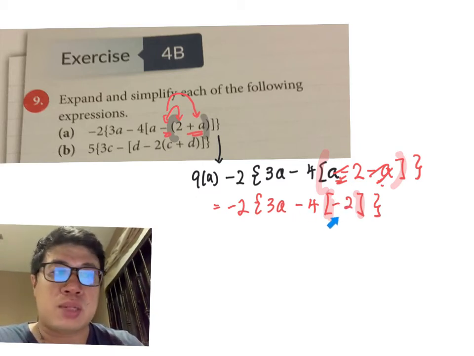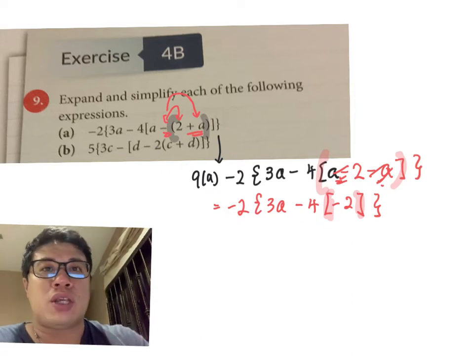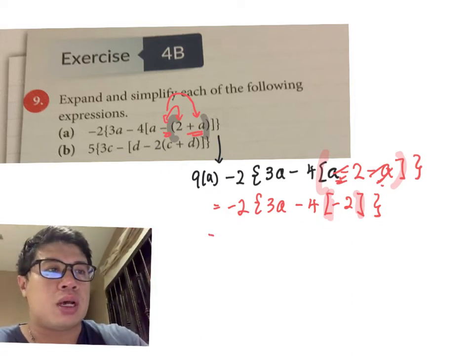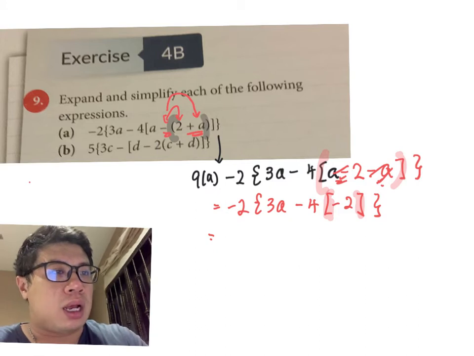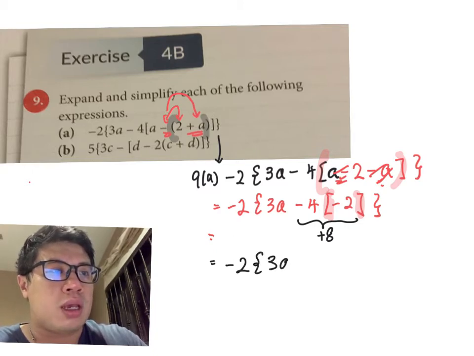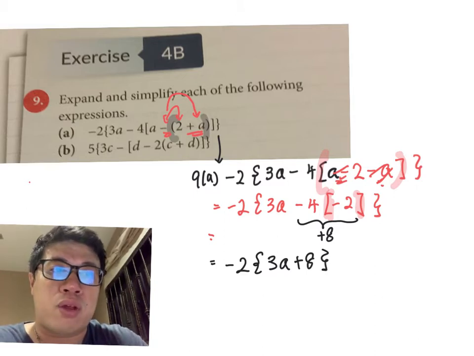Brackets come first in BODMAS. We have a positive 8. So this gives me, you can see that this portion here equals positive 8. And I'm going to write it in the next step very slowly. This is 3a plus 8. Okay, so we are only left with one layer of brackets.